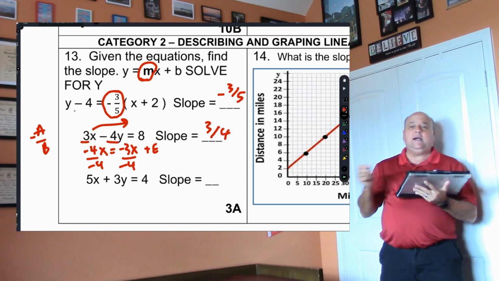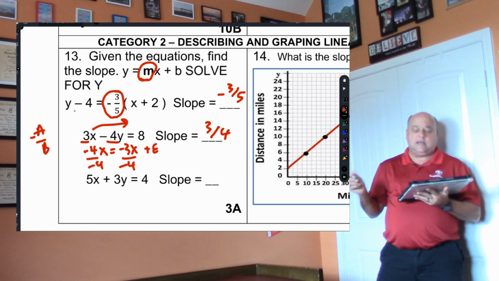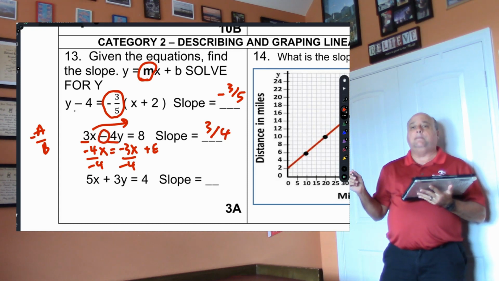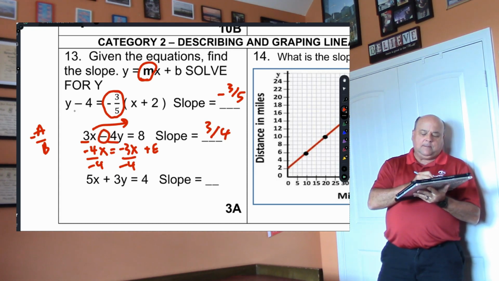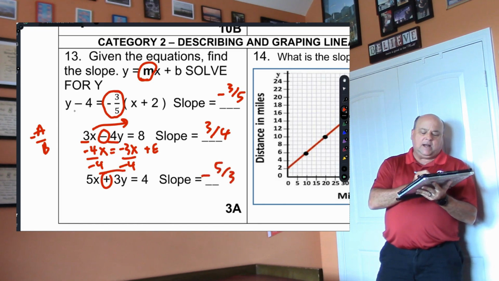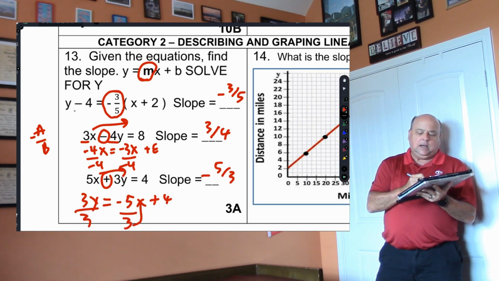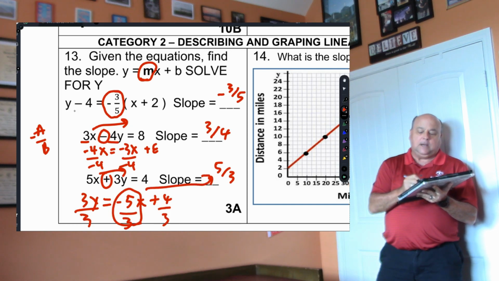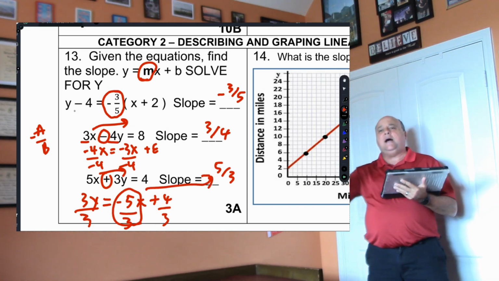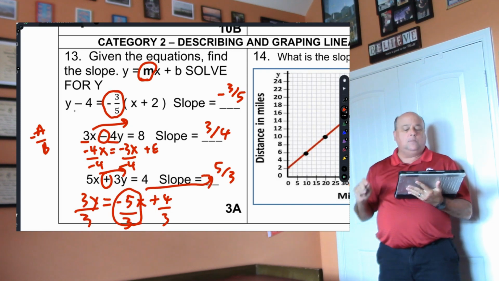These two numbers right here will be your slope every single time. This sign is going to flip. So this one right here, I'm going to flip this sign to a negative and write 5 over 3. Guess what happens if I move the x over? I get 3y equal negative 5x plus 4, divide by 3, and look, right here, that's my slope. So you flip the sign of the y and you put a over b, and that's your slope every single time.